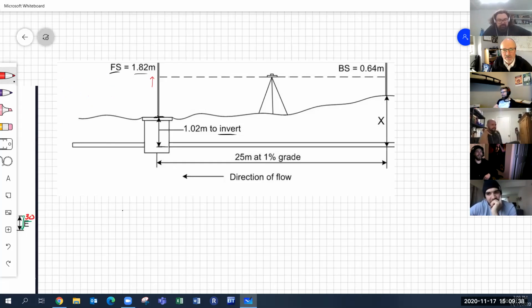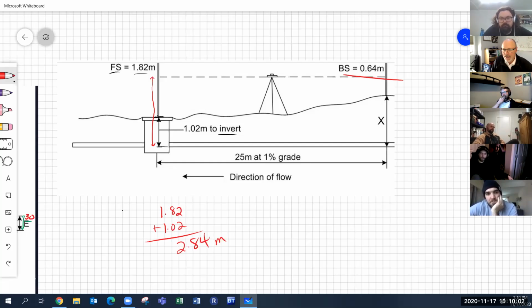Okay, so there's the measurement. We're going to go all the way down to the invert, right? So that's really 1.82, and we have to add 1.02 to it, right? So we get 2.84 meters deep right there. Is that correct? You guys concur with that measurement? Okay, so now we have a backside over here, but we have a pipe that's grading downwards this way, the direction of flow, and it gives us 25 meters at 1%.